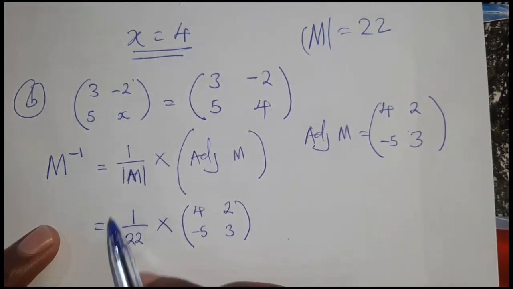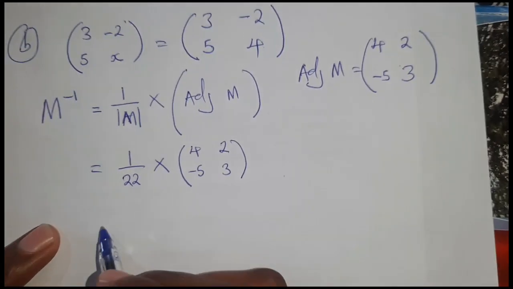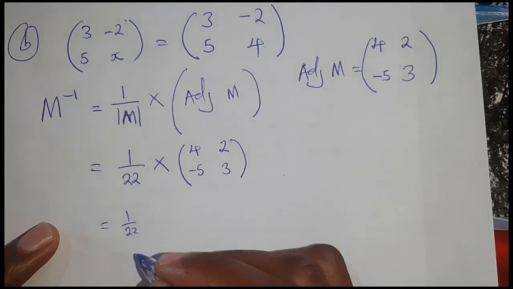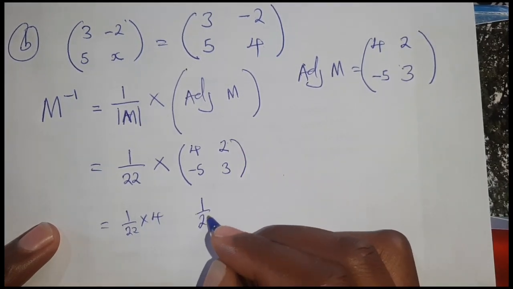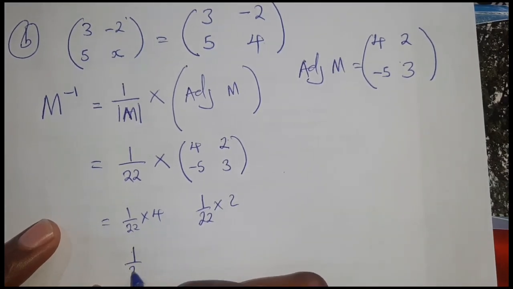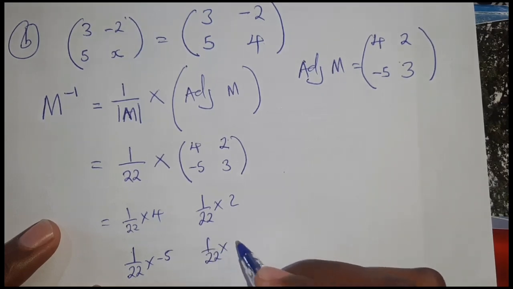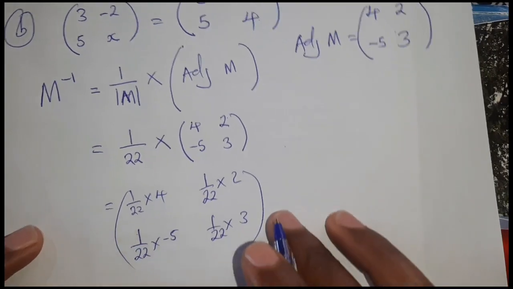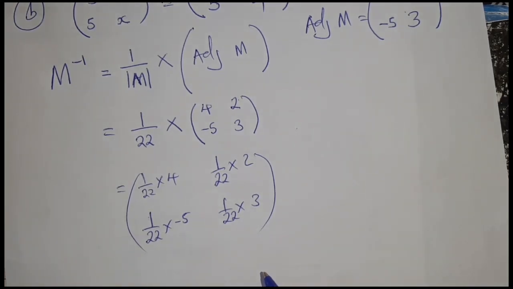Then we multiply this 1 over 22 with this, so it will be 1 over 22 times 4. On this position, it will be 1 over 22 times 2. Then here it will be 1 over 22 times negative 5. Then 1 over 22 times 3. So from here, we can now begin to reduce where we're able to reduce. If we can't reduce, then we leave it as it is.